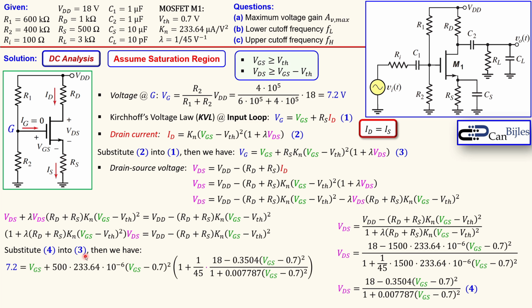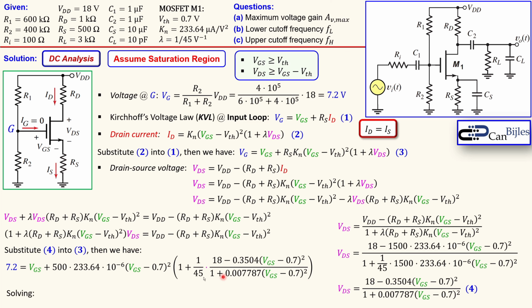So we substitute equation number 4 into equation number 3. Then we have the following. Again, other parameters are substituted here. So we know the Vg, which is 7.2 volts. Rs is 500 times the Kn we have here, which is here. And we have also the 0.7 for the threshold. So everything is substituted, and also the VDS we just have. So also the 1/45 here because of the lambda. And we now have an expression where you see the only unknown is VGS. So we can solve this.